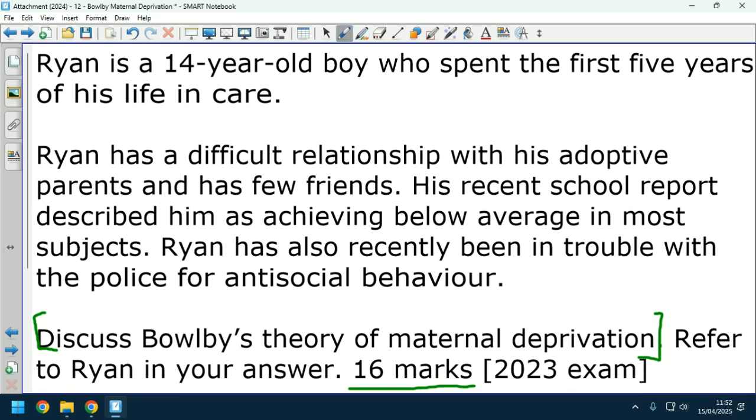So we see, for example, having grown up in care, Ryan has difficult relationships with parents, and so showing things like maybe elements of the affectionless psychopathy. We have the delayed intellectual development in terms of the school report. So if he's not doing well there, there's a possibility that he is struggling intellectually. And then, of course, we have the antisocial behavior, which links to the psychopathy that Bowlby would refer to. We then have an opportunity to evaluate and to talk about how the particular theory may have its flaws or strengths in terms of research. And there we go. And that's it.